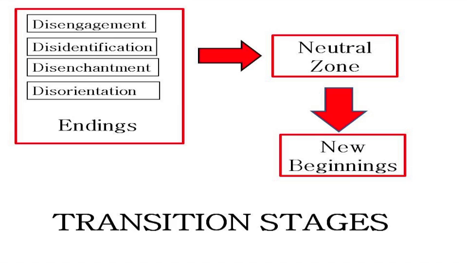Fowler indicated a period of transition that could be split into 3 stages that occurs between each stage of faith development. The first transitional stage, called endings, is indicated by 4 experiences: disengagement from something that used to give life meaning, disidentification from your old sense of identity, disenchantment with your view of reality, and disorientation caused by the previous 3 feelings.